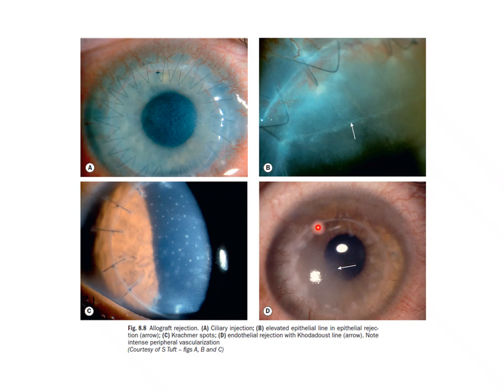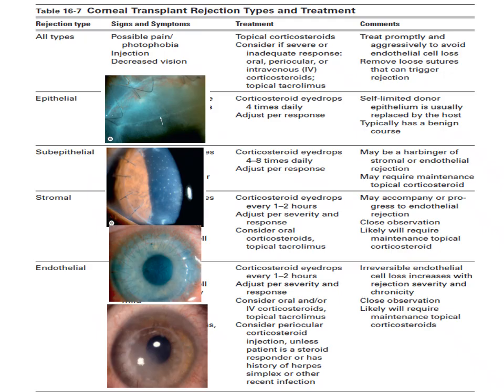So here, the first one, this is the stromal haze that I'm talking about. This is a case of stromal rejection. Then this is the epithelial rejection. You see this very prominent line or ridge on the epithelium. These are the Krachmer spots, so subepithelial rejection. And this is endothelial edema. And there is a clear line here. This line is known as the Khodadoust line and is a sign of endothelial rejection.